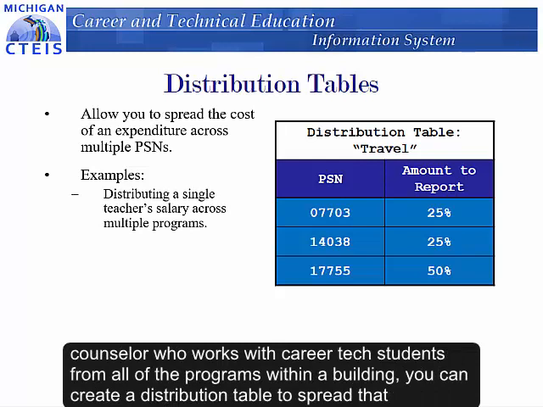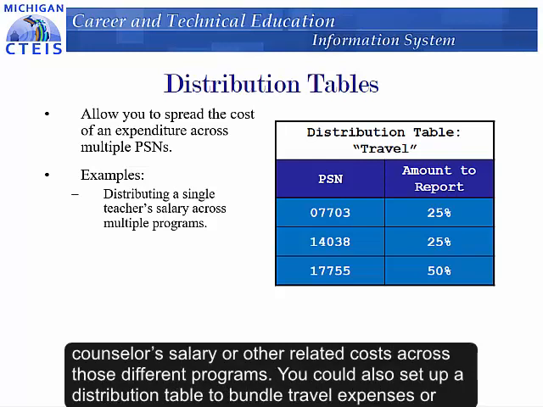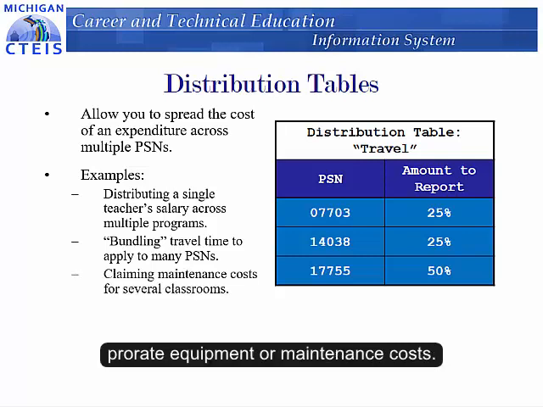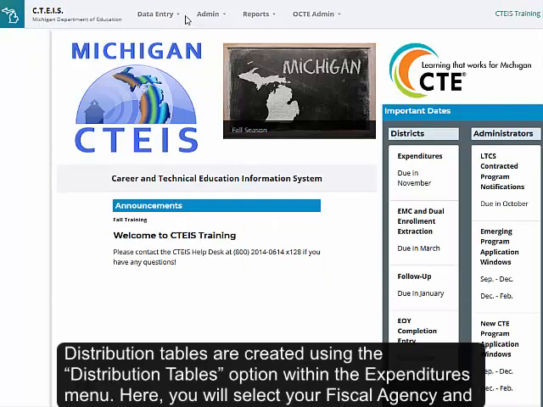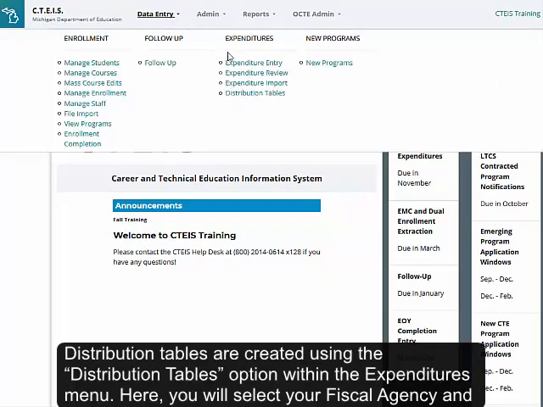For example, if you have a counselor who works with career tech students from all of the programs within a building, you can create a distribution table to spread that counselor's salary or other related costs across those different programs. You could also set up a distribution table to bundle travel expenses or prorate equipment or maintenance costs. Distribution tables are created using the Distribution Tables option within the Expenditures menu.